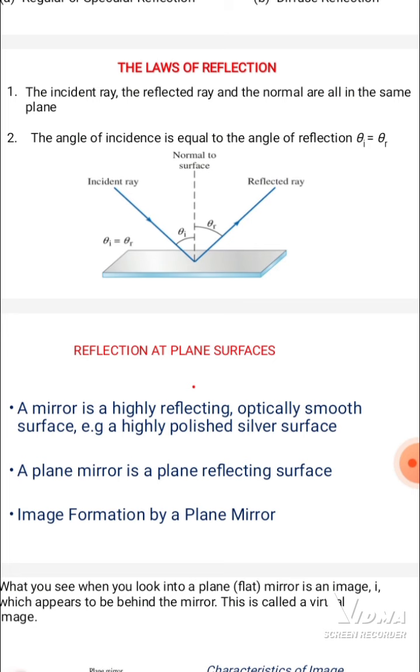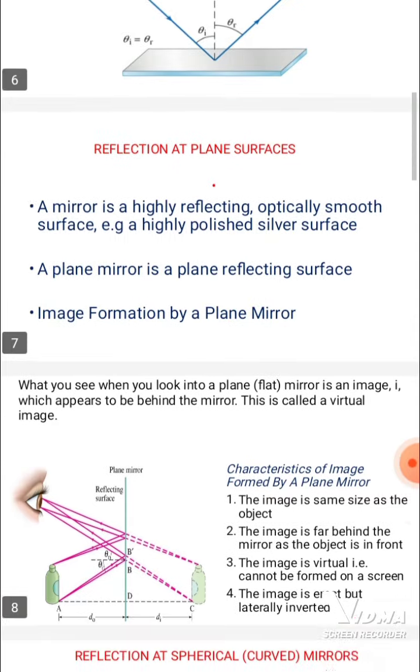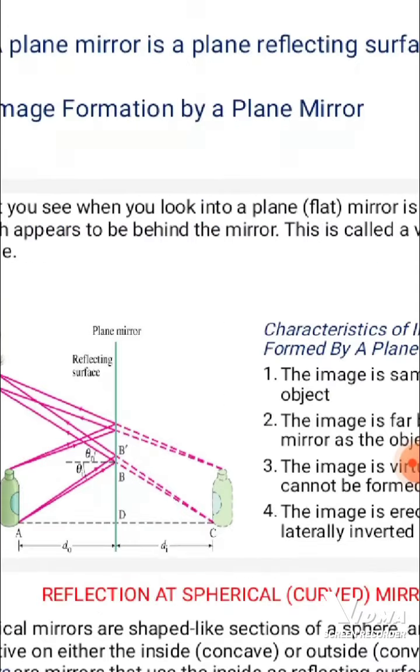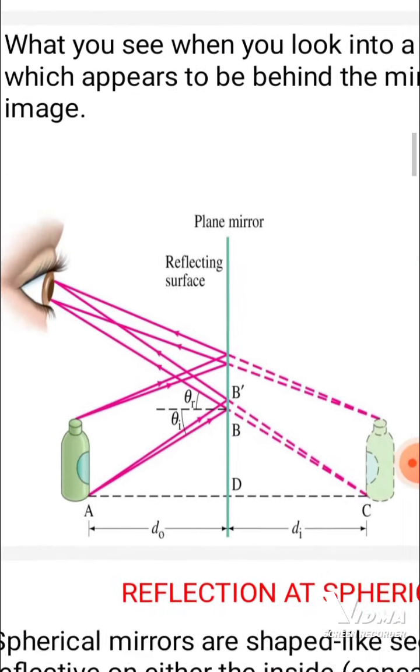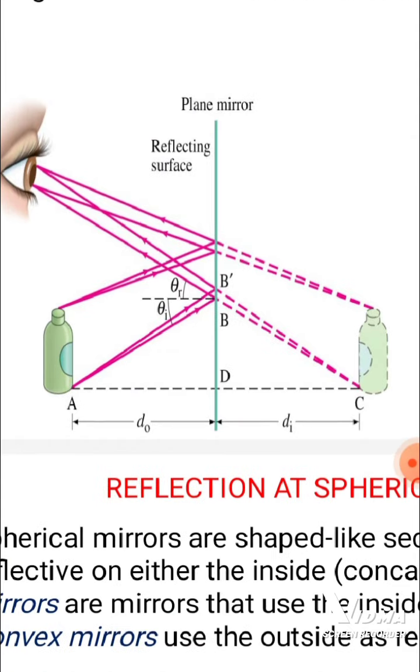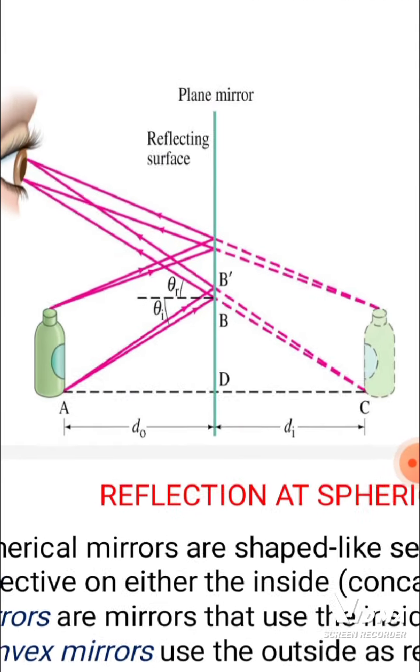This figure is showing a plane mirror. You have the reflecting surface, and you have the eye on one side, facing the mirror. Then on the other side, you have the image that has been formed. There can't be an image without an object, so this is the object. You have an object, then the image is formed on the other side of the plane mirror.